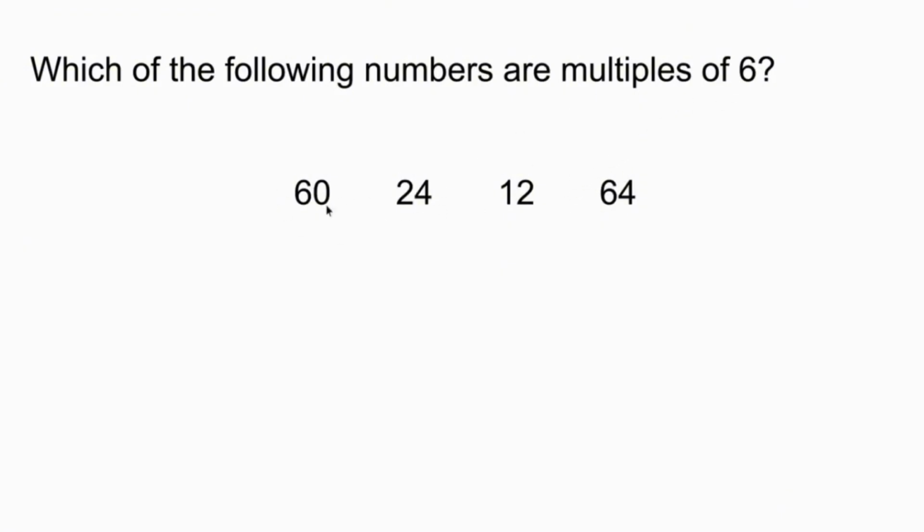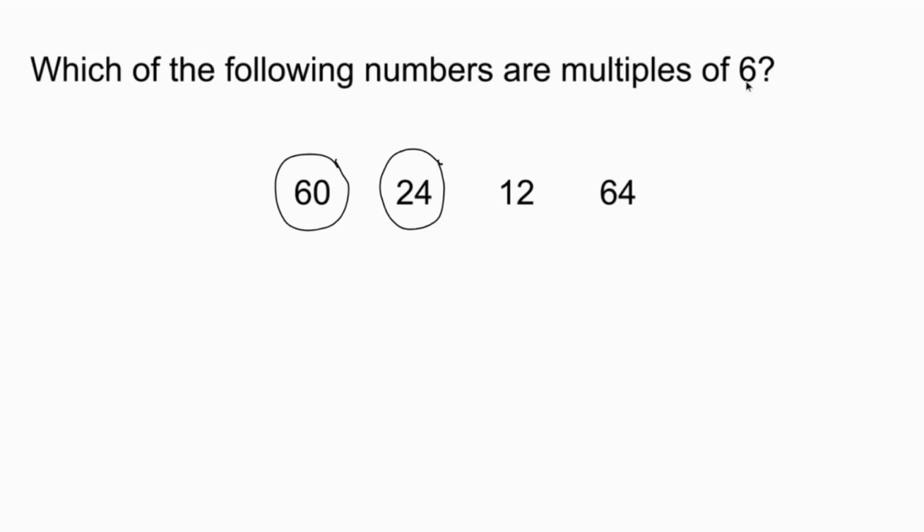So 6 times what is 60? 6 times 10 is 60. 10 is a whole number, so 60 is a multiple of 6. 6 times what is 24? Well, 6 times 4 is 24. So 24 is a multiple because 4 is a whole number.